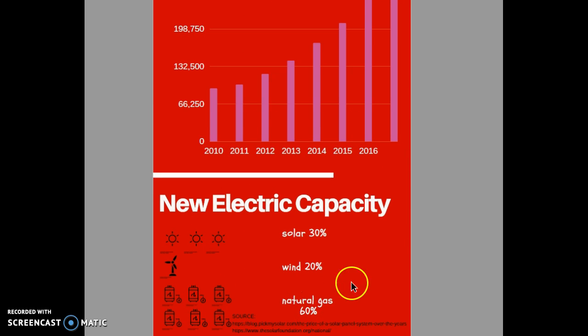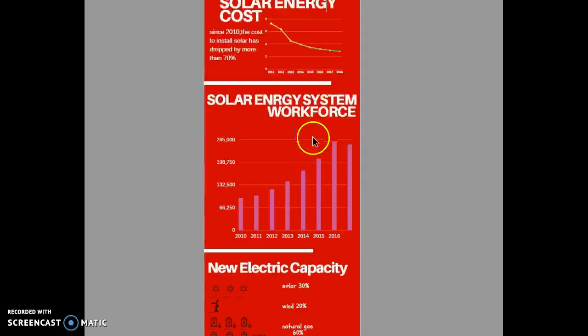For the last row, I want to show that solar energy has become a popular new clean energy source, and I present this as an icon type. I use three different symbols to represent wind, solar, and natural gas energy. Also, I write some words to explain it.